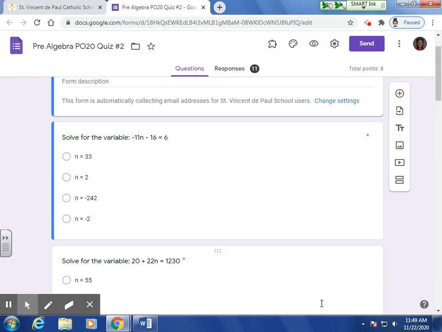So the first one, solve for the variable: negative 11n minus 16 equals 6. I'll write it again here so I can work with it, and you can all see it. As with any two-step equation, we're looking for what operations are going on in the equation, and then how do we undo them. We start with any addition or subtraction, start with that constant. Our constant in this case is that negative 16 there. Do recall that sign does belong to the 16. It's a negative 16. So to undo that, we're going to be adding 16 to both sides.